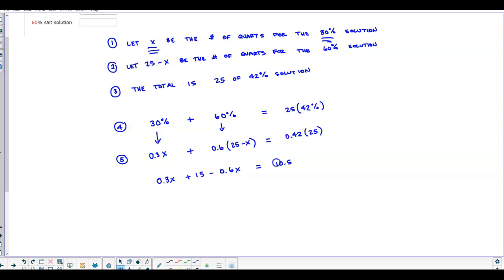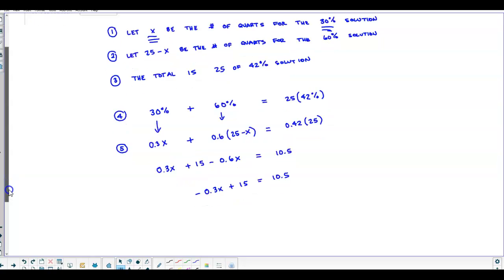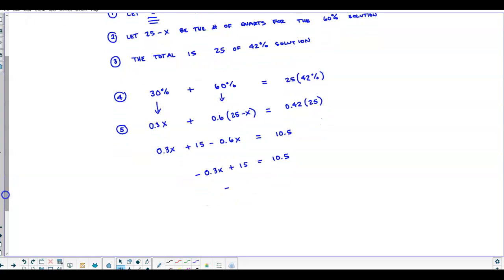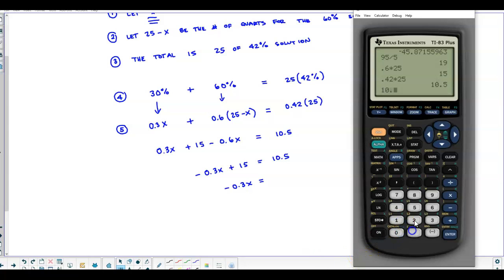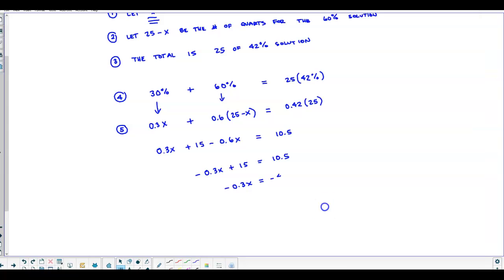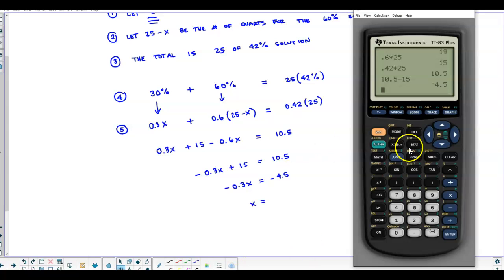So 0.3x minus 0.6x is negative 0.3x plus 15, which is equal to 10.5. And now let's subtract 15 from both sides, so we get negative 0.3x, which is equal to 10.5 minus 15, which is negative 4.5. Okay, and then we're going to divide both sides by negative 0.3, to get 15.